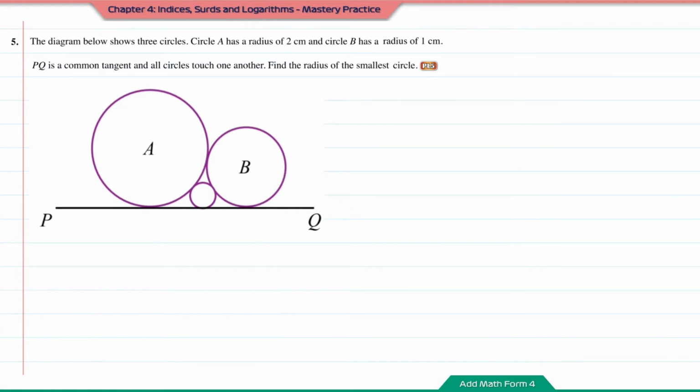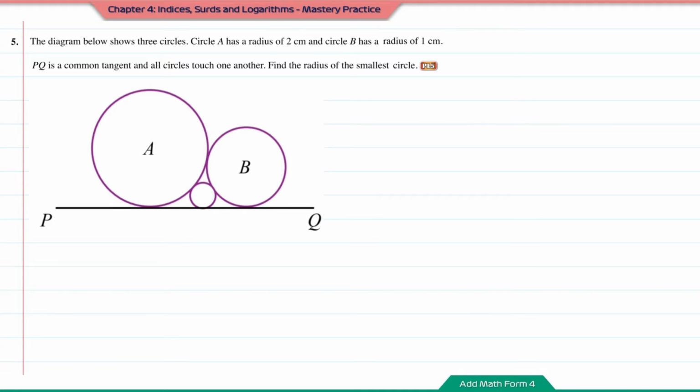Question number 5. The diagram below shows 3 circles. Circle A has a radius of 2 cm and circle B has a radius of 1 cm. PQ is a common tangent and all circles touch one another. Find the radius of the smaller circle.